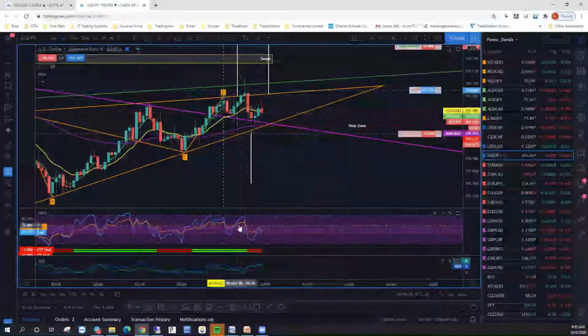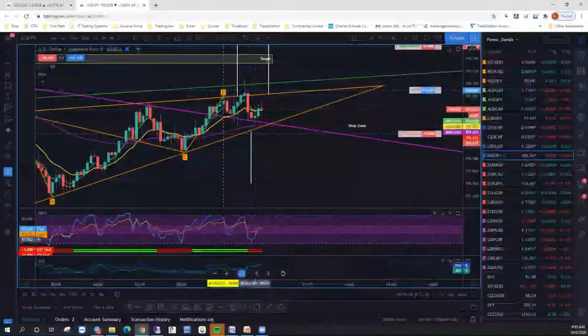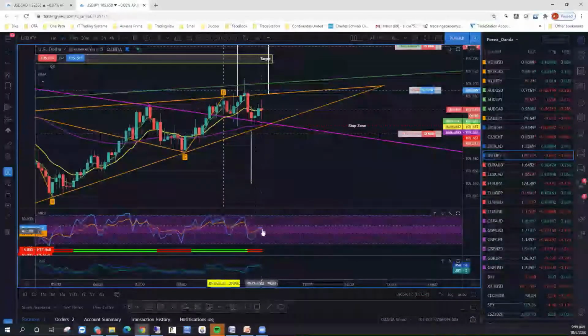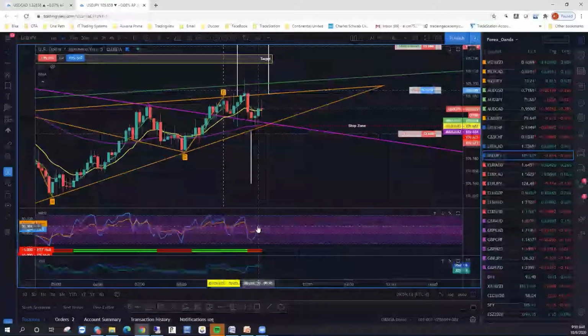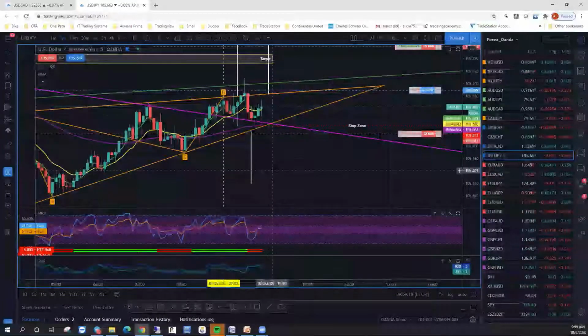I'd rather see it stay above, but now this one came down, didn't hit the 11. Now it crossed again. So now it's having momentum to the upside. If this thing can keep on going and pull this 8 back up along with it, now we have something.